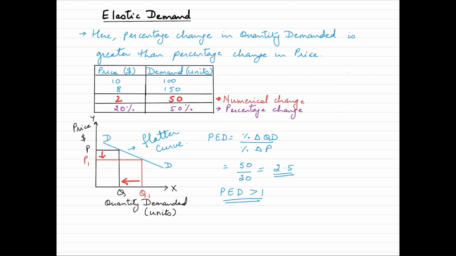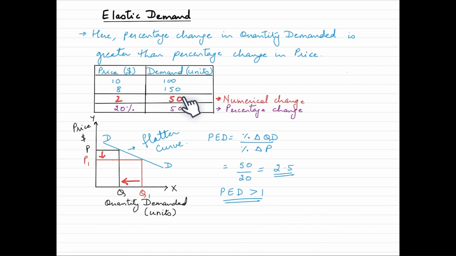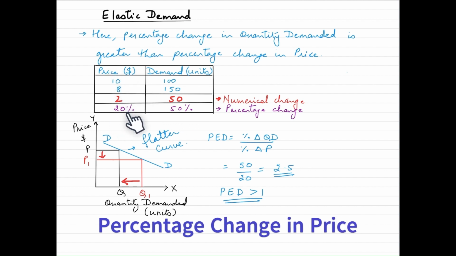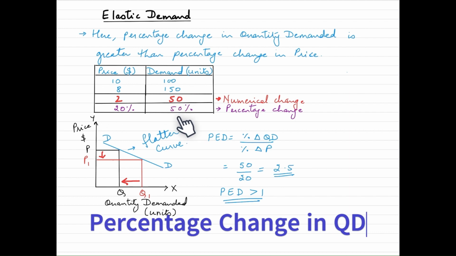So when we see in this particular schedule, the price has gone down from $10 to $8, which is a change of $2, and corresponding to this, since the price has gone down, the quantity demanded has gone up from 100 units to 150 units, which is a change of 50 units. So the numerical change is $2 in price and 50 units in quantity demanded. When we convert that into percentage change, we observe that the price change has occurred by 20% and the demand has changed by 50%.